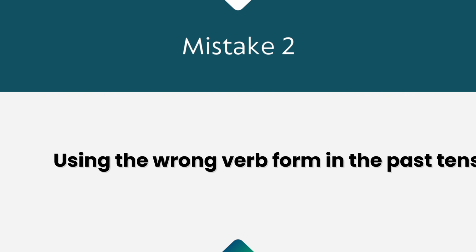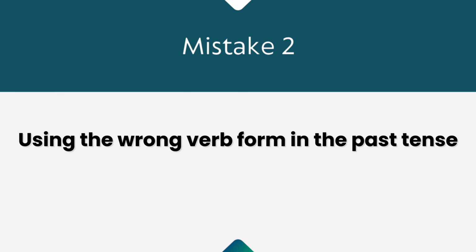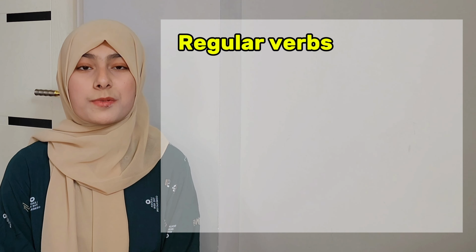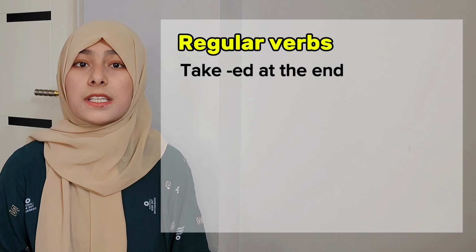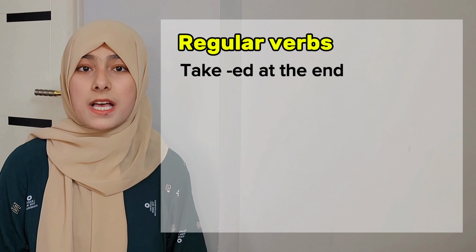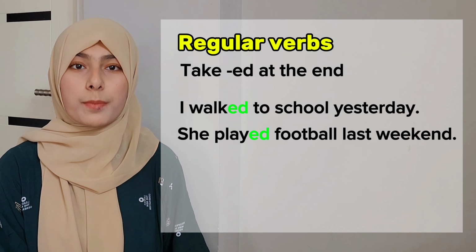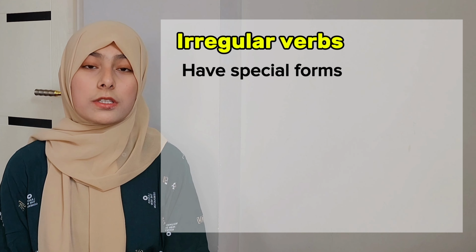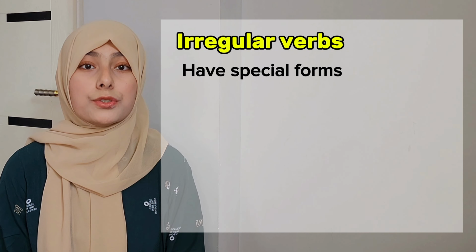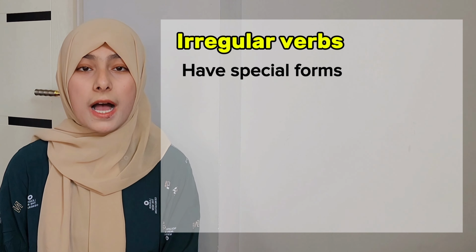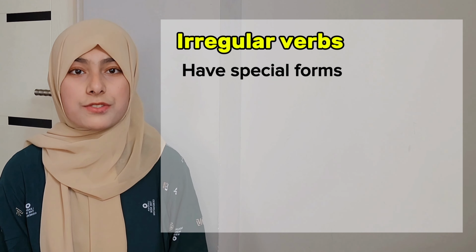Mistake 2. Using the wrong verb form in the past tense. Now, the second mistake is using the wrong form of verbs in the past tense. There are regular verbs and irregular verbs. Regular verbs are easy. We just add ed at the end. For example, I walked to school yesterday. She played football last weekend. Irregular verbs are different. They do not take ed. You have to learn their special past forms.